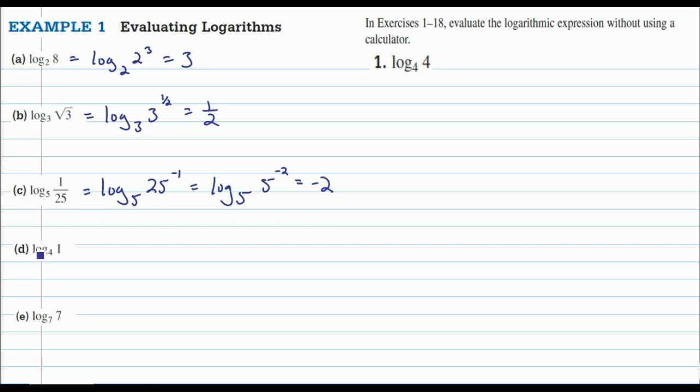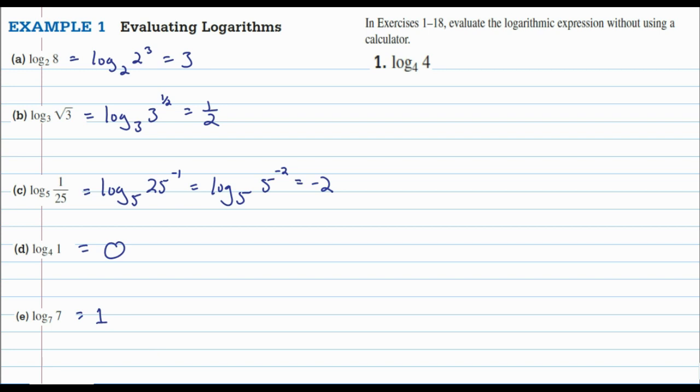Part D, log base 4 of 1. So it's asking what exponent of 4 gets me 1? 4 to the what is 1? Well, that answer is 0. 4 to the 0 gets me 1. Part E, log base 7 of 7. What exponent of 7 results in the value 7? The first. 7 to the first power is 7.